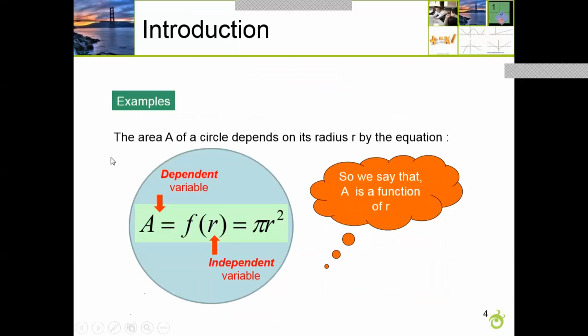Okay, another example. This is the equation for area of circle. The area of a circle depends on its radius by the equation A equals pi r squared. So this equation is A equals f of r, because r is the variable. So function of r lah. A equals f of r, which is pi r squared. So we can say that r is the independent variable and A is the dependent variable.